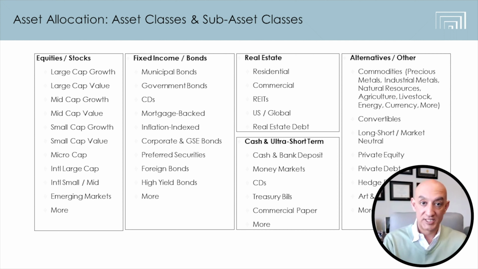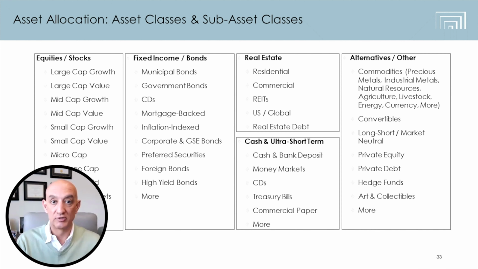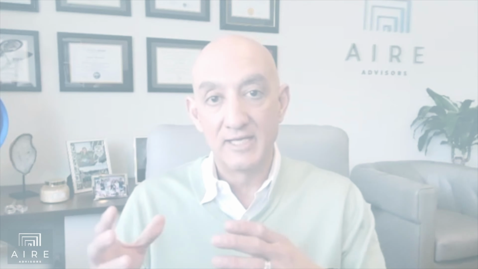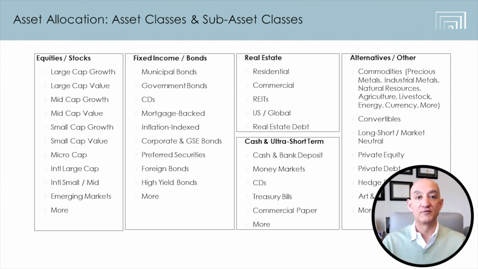And those are stocks or equities, bonds or fixed income, real estate, cash and ultra short-term fixed income, or alternative investments or other, which is kind of a broad category of investments that don't tend to move as much with stocks and bonds and real estate. So that's things like private equity, private debt, private investments, commodities, lower correlated assets. The most important decision that you can make is what percentage of your overall assets should go into these 5 categories.